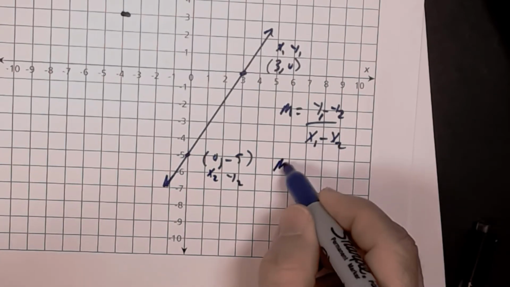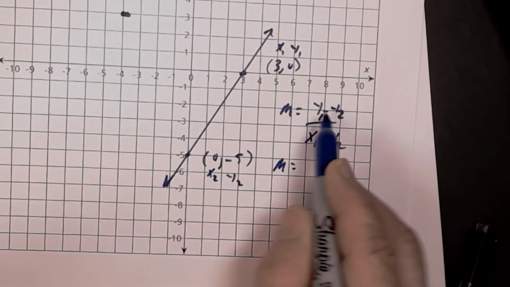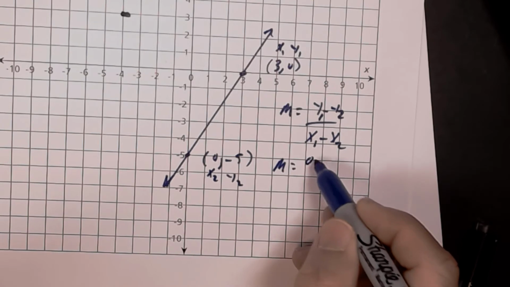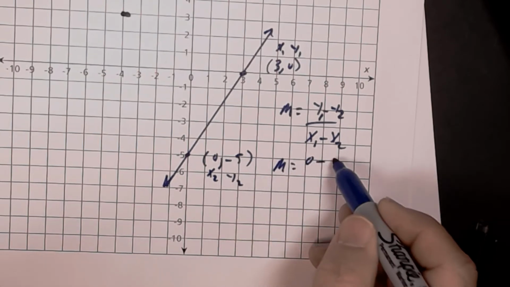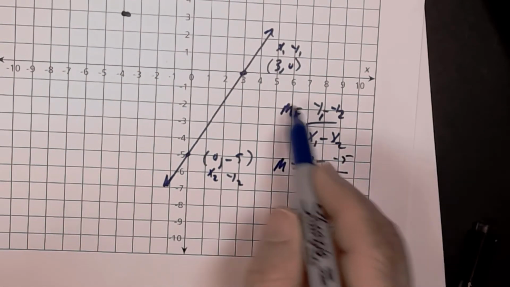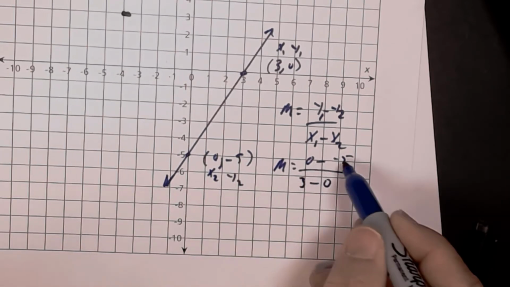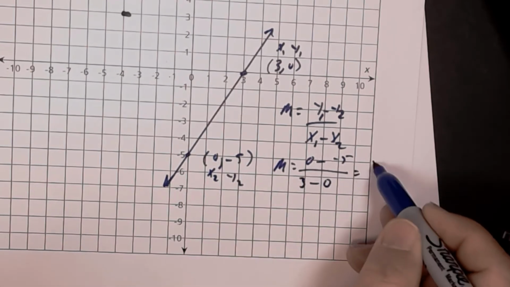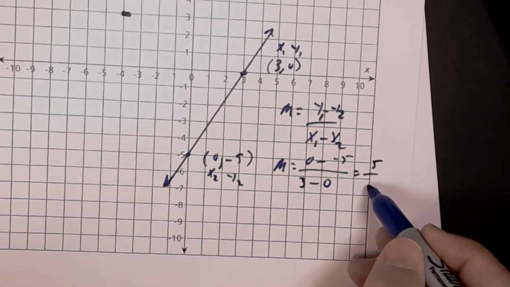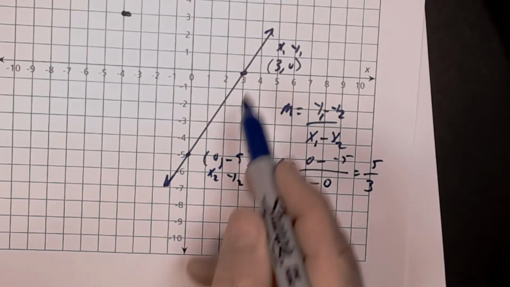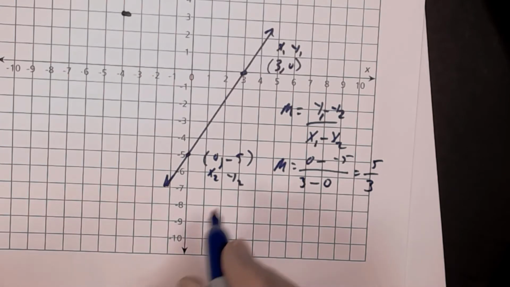All right, and so let's plug it back into here. So I get the slope will equal y1 is 0, so I get 0 subtract a -5 divided by x1, which is 3, subtract 0. Well, 0 subtract -5 is a +5, and then 3 subtract 0 is 3. So the slope of that blue line is 5/3.